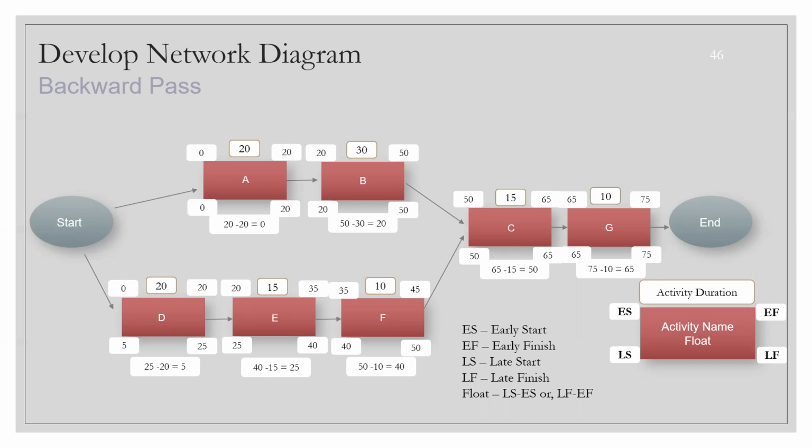So again, for A, you will see that there is no buffer, because if I subtract late start minus early start, 0 minus 0, or late finish minus early finish, 20 minus 20, the buffer is 0. The float is 0. I cannot delay A at all. My early start is September 1st, and I'm finishing on 20th of that same month. And my late start also is September 1st, and I'm finishing on 20th of September. So I don't have any concept of a late start there. I cannot delay this activity by a single day. I have to finish it on time. This is what I call a critical activity.